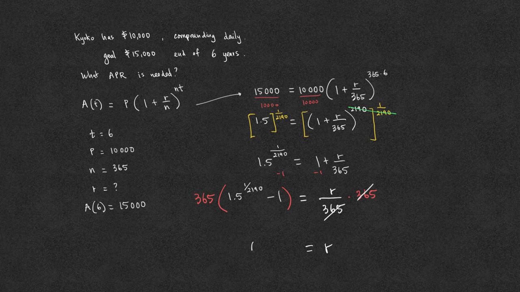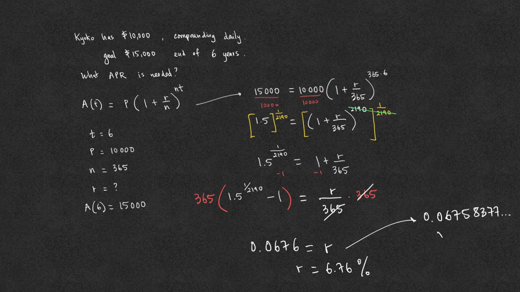This would give us 0.0676. And this is a percentage, so r is 6.76%. This is actually an irrational number, 0.0675837, and so on. We would need to multiply this by 100 to get 6.758377%. But the question asks us to round the answer to the nearest hundredth, and so we round to 6.76%.